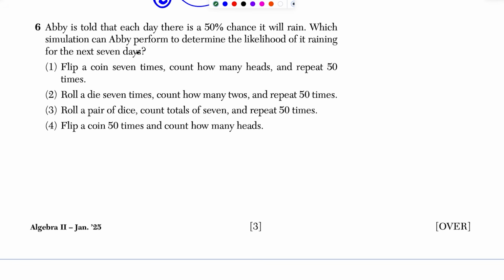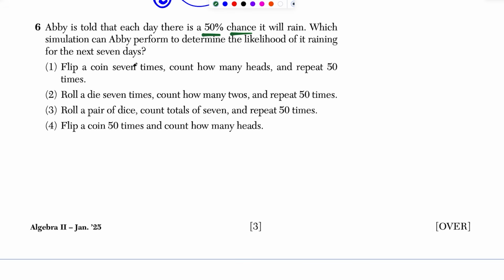Which simulation could Abby perform to determine the likelihood of it raining for the next 7 days? So for this one, let's see with choice 1. We have flip a coin 7 times, count how many heads, and repeat 50 times. So this one right away is looking good because Abby is told there's a 50% chance it will rain.